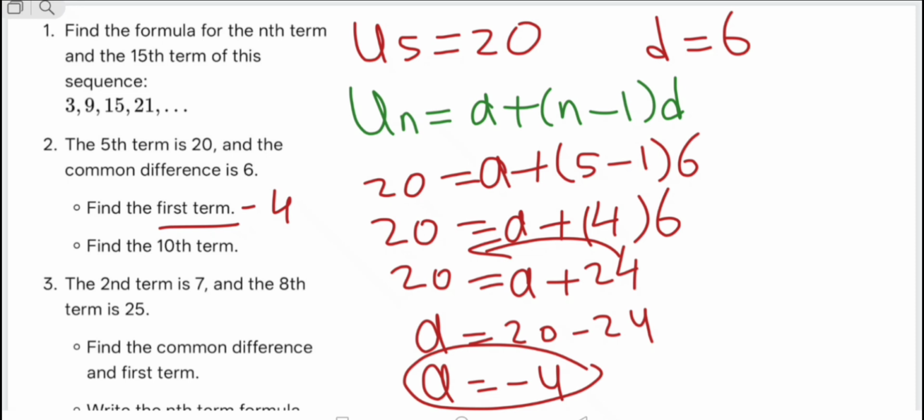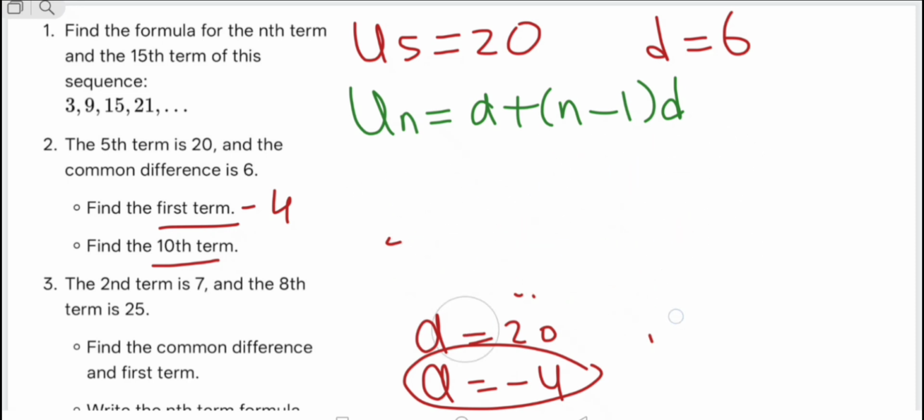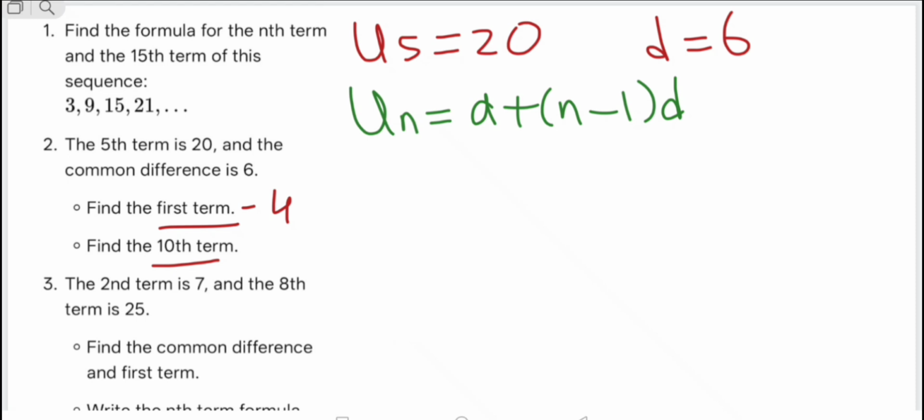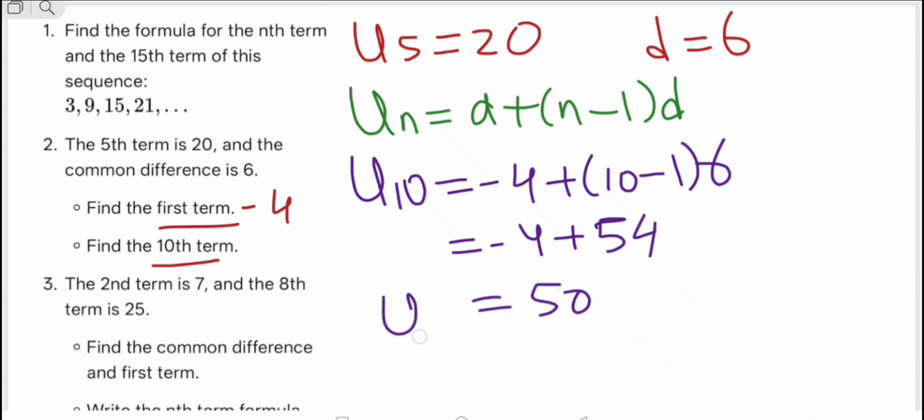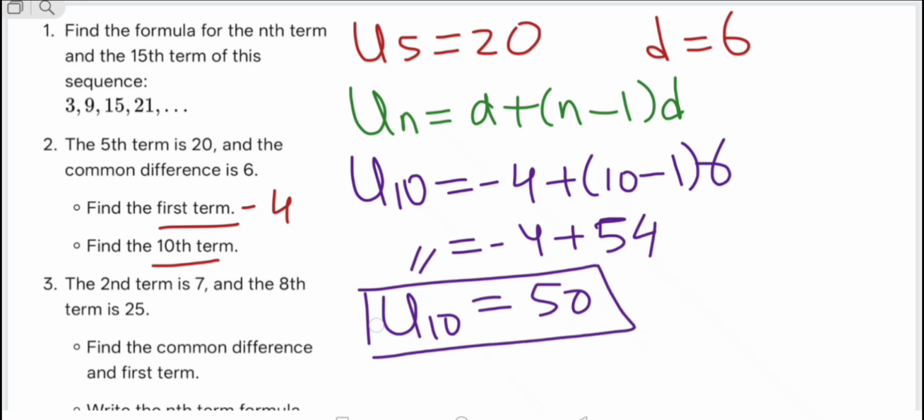Okay, now the first term we got it. Now we will find the 10th term. Okay, we will use the same formula. We will find the 10th term because we have everything, we just replace. a is minus 4, n is the number of term which is 10, minus 1, d is 6. So simplify, minus 4 plus 10 minus 1, 9. 9 multiply 6, 54. So which is equal to 50. U10, meaning 10th term, equals 50. I hope it is clear.